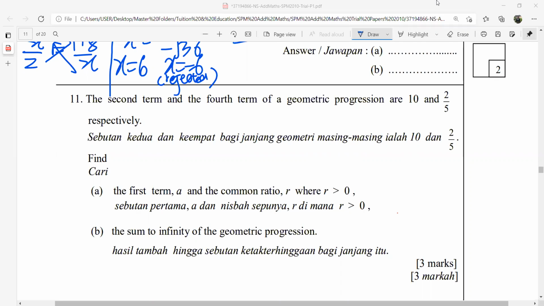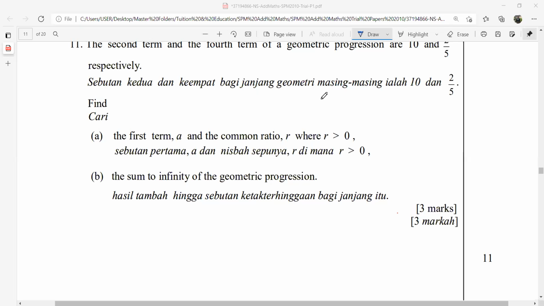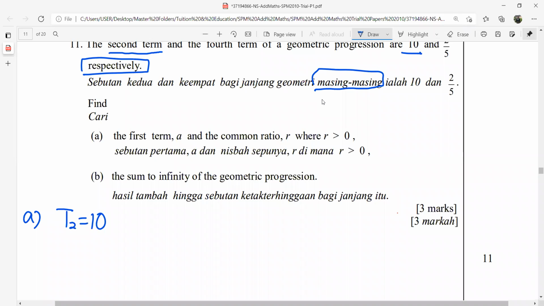Okay, Guan Yu, Azizi, some of you have given the answer, even Yi Cheng. Okay, shall we discuss? Those who can do, very good. Short question like that. Always remember, try to study and label on the spot. Respectively means the first information refers to the first one, the second information refers to the second. Second term is 10, and the fourth term is 2/5.